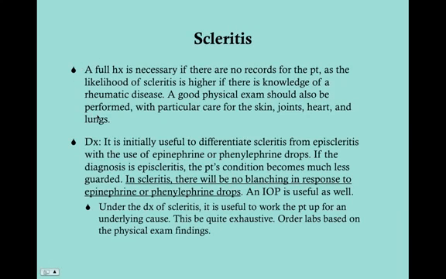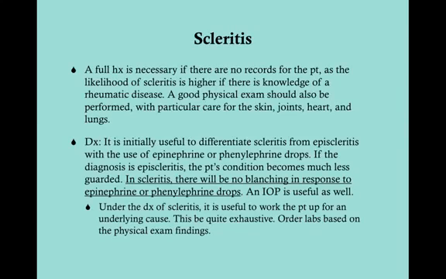So, jumping back up here, a full history is necessary, especially if there's no records on the patient, because the likelihood of scleritis is higher if there's knowledge of a rheumatic disease. So if you have a 46-year-old woman with a history of rheumatoid arthritis, and she comes in with a red eye, we're much more concerned about scleritis or episcleritis than if it's a 19-year-old or a 6-year-old boy who comes in with a red eye. We might not be concerned about scleritis, we might be thinking of something like conjunctivitis.